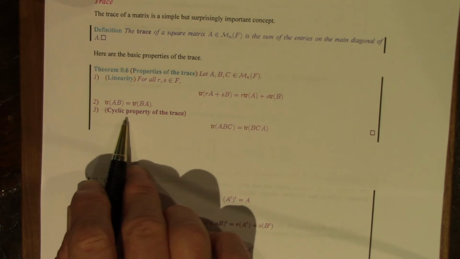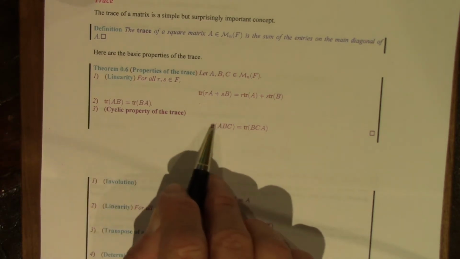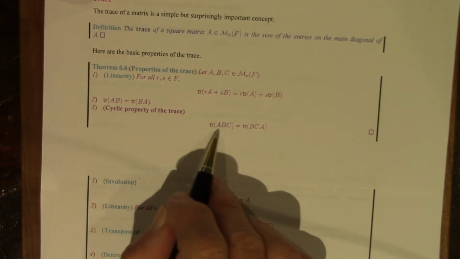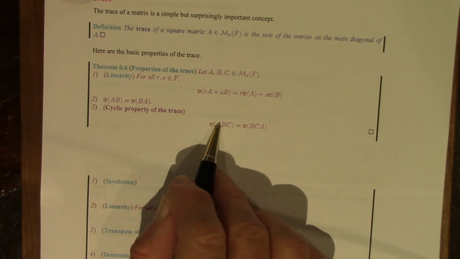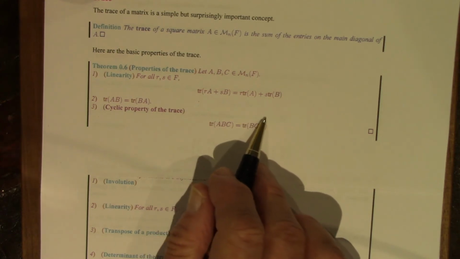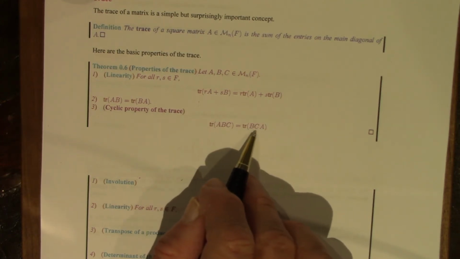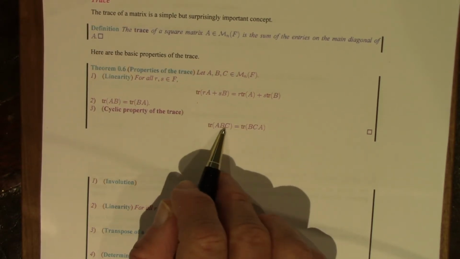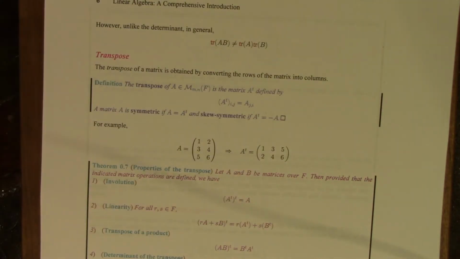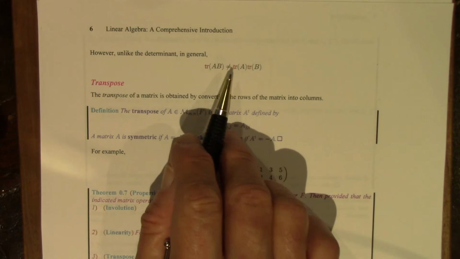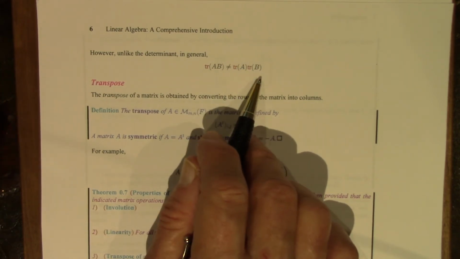Another interesting property of the trace is called a cyclic property. The trace of ABC is equal to the trace of BCA. It's cyclic because you take A and move it from the beginning to the end, and you get this. You could then move B, and so this would equal the trace of CAB as well. On the other hand, unlike the determinant, the trace of a product is not the product of the traces.